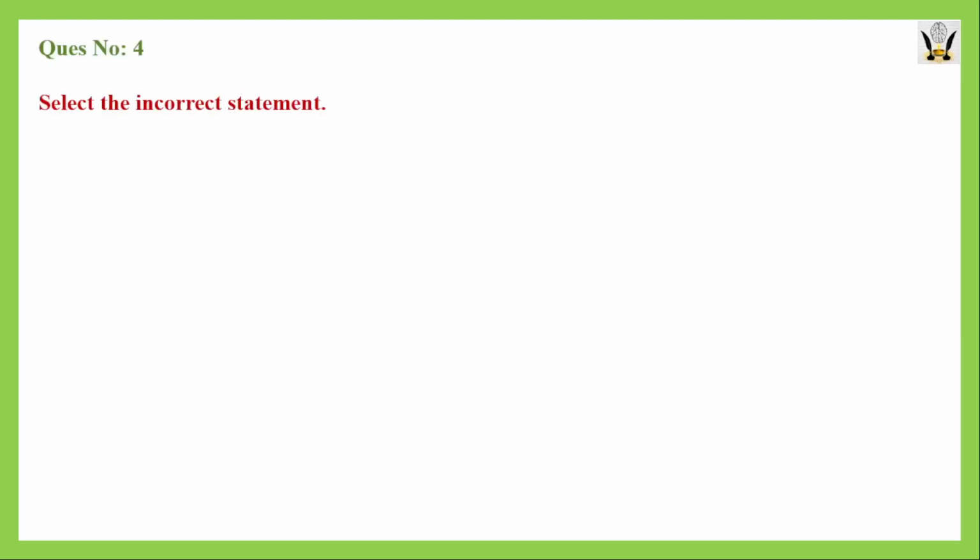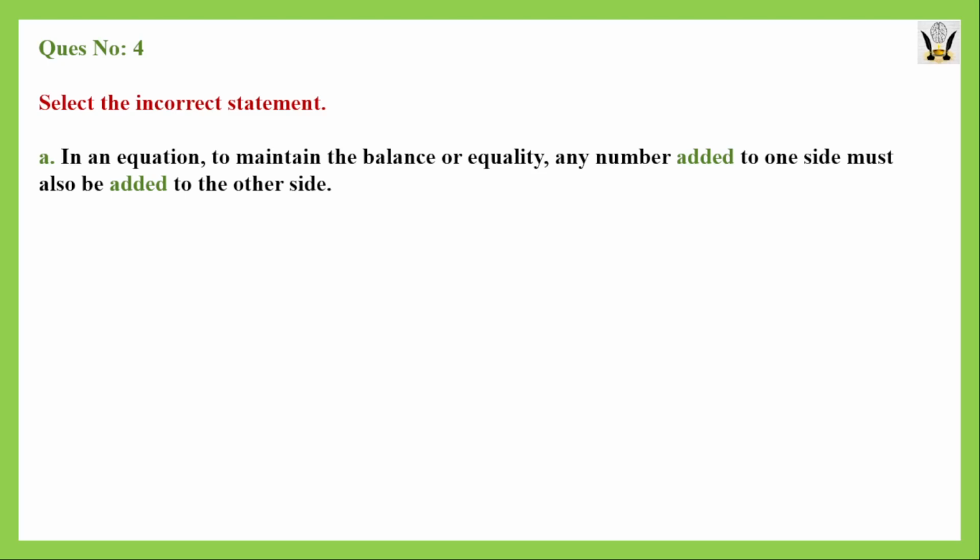Now the next one. The next one says that we need to select the incorrect statement. Now the first one says, in an equation, to maintain the balance or equality, any number added to one side must also be added to the other side. Suppose we have this type of equation, ax plus c, so for a particular set of values for a, b, c, d, and for a particular value of x, this will be true.